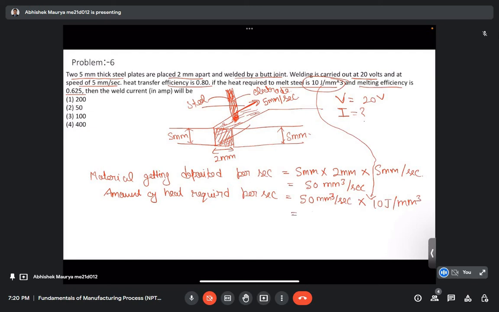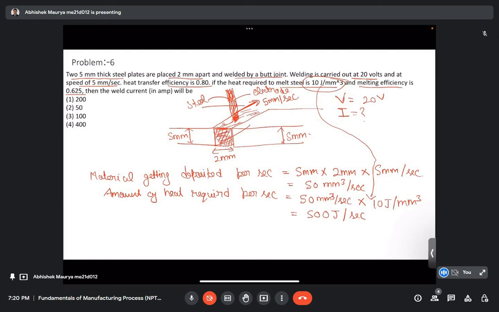So that will come out to 500 joules per second. So this much energy is required per second in order to melt the 50 mm cube of material, and this material is getting deposited in between these two plates per second.